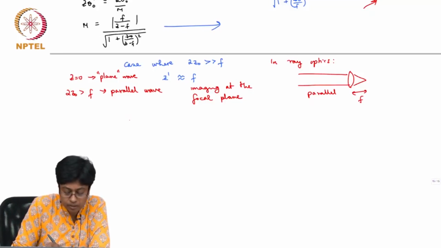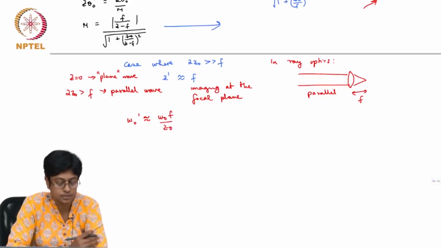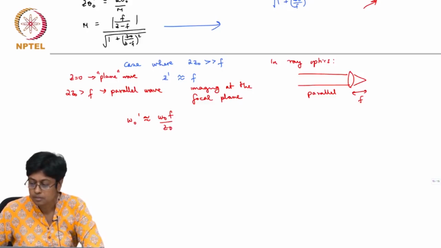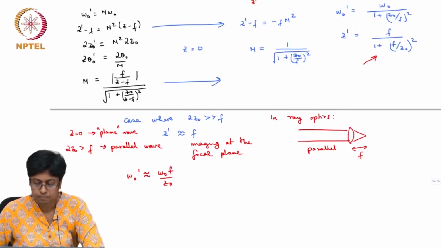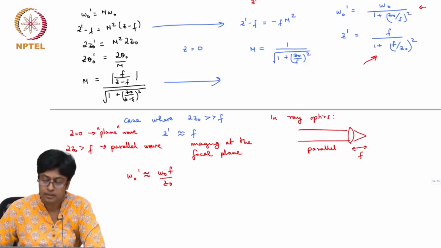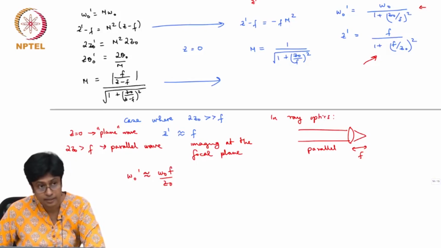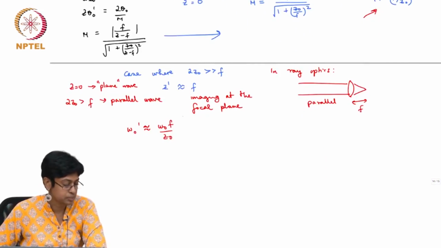I can go back to my omega naught dash, and again with this condition it's going to reduce to this. Where's written the expression for omega naught? We have this expression for omega naught here, omega naught dash here. So I'm taking this and applying the condition, because z naught is now greater than f, so I can ignore the 1 in the denominator, and it reduces to this expression over here.